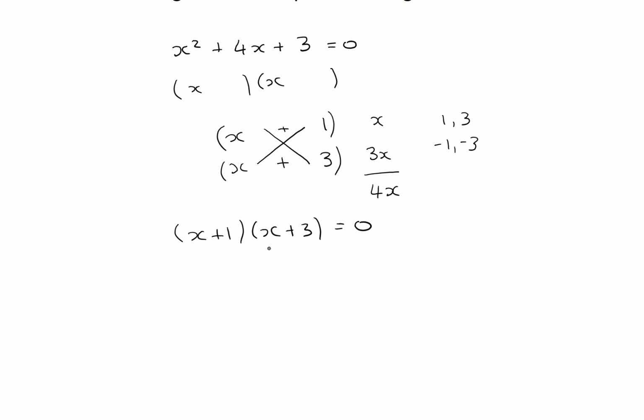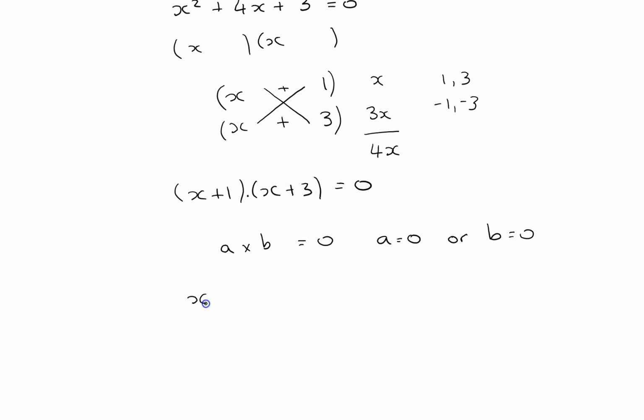Now these two brackets are multiplying each other. Now if you have two things multiplying each other that give an answer of 0, in order to get an answer of 0, there's only one possibility, that one of them themselves must equal 0. So A equals 0 or B equals 0. So going back to our factorized quadratic back here, that then follows that either x plus 1 equals 0 or x plus 3 equals 0.